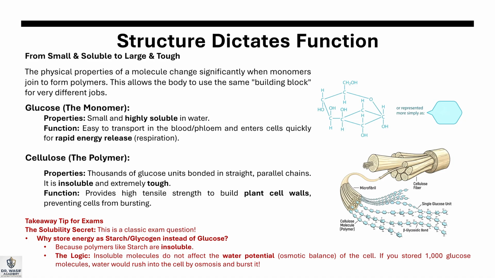If a cell stored 1,000 tiny glucose molecules, what will happen? The concentration would be so high that water would rush in and burst the cell. Because polymers like starch are insoluble in water, they have zero effect on the water potential. They just sit there quietly until they are required, keeping the cell's osmotic balance perfectly safe.